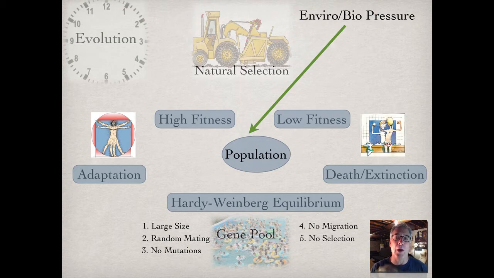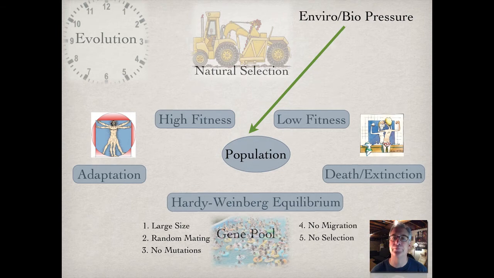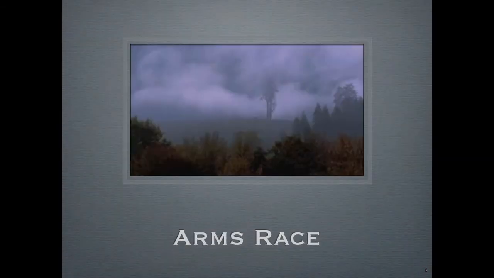But I want to watch a really small video clip on how natural selection works. We're going to go to the Northwest, and you're going to see this competition between two different species. So here we go. It's called the arms race.